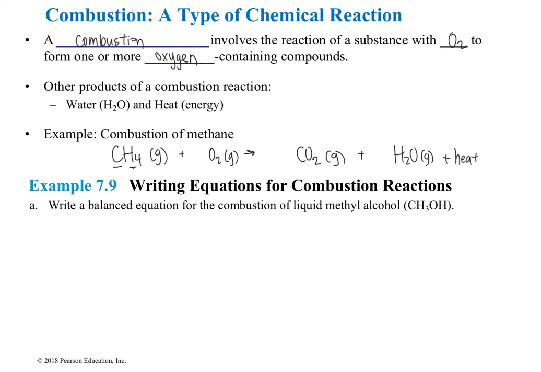Now we need to balance it. My carbons are balanced. My hydrogens, I'm going to put 2 here to balance out those 4. Now my oxygens, I have 1, 2, 3, 4 here. So then I need 2 out here. A nice simple one, but as you saw earlier, they're not so simple.